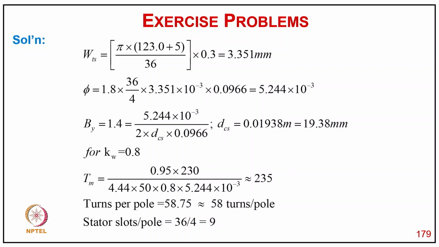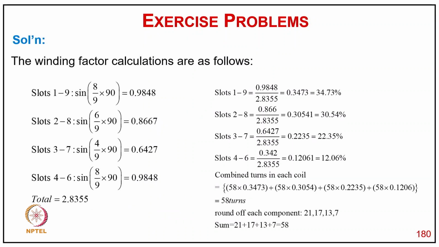From this the depth of core comes to 19.38 millimeter, and for winding factor Kw 0.8, Tm comes to 235, and turns per pole is 58.75, so 58 turns per pole, and stator slots per pole is 36 by 4, that is 9. The winding factor calculations are: slot 1 to 9, that is sine 80 by 9 into 90, and 0.9848. Similarly, slot 2 to 8. So all winding factors are totaled, calculated as 2.835. Similarly, it is calculated for all, 1 to 9 and 4 to 6.